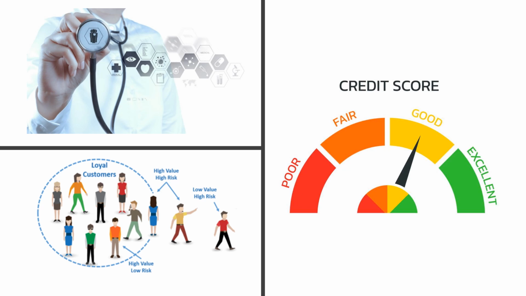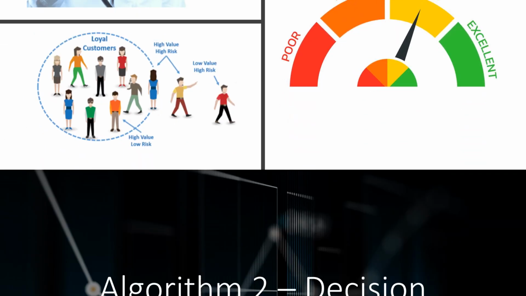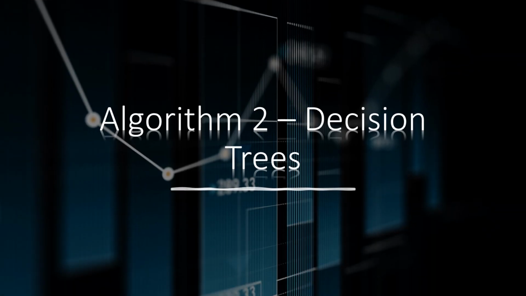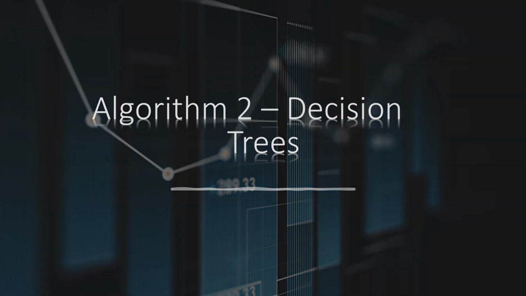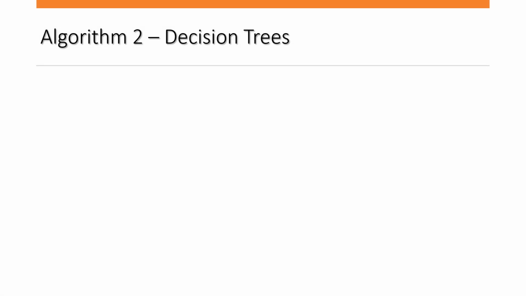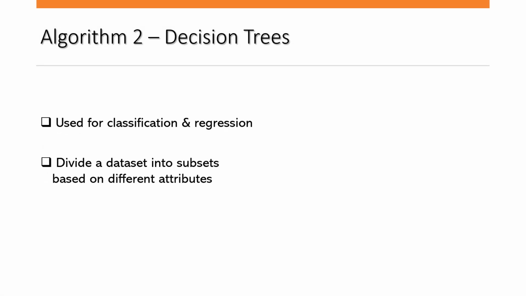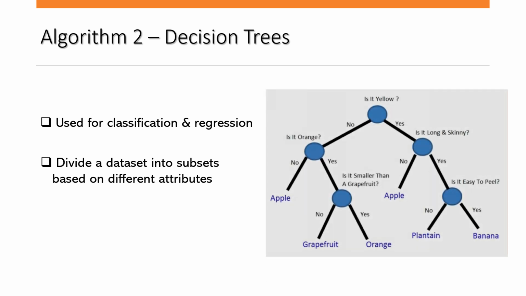Now let's discuss the second algorithm, which is decision trees. So decision trees are popular machine learning algorithms used for both classification and regression tasks. They work by dividing a data set into subsets based on different attributes, allowing for the creation of a tree-like structure to make decisions based on the tree.